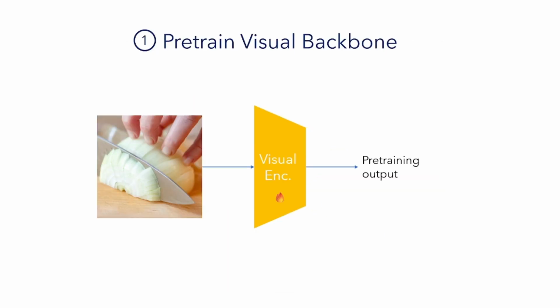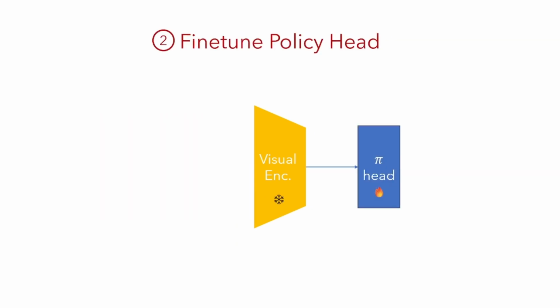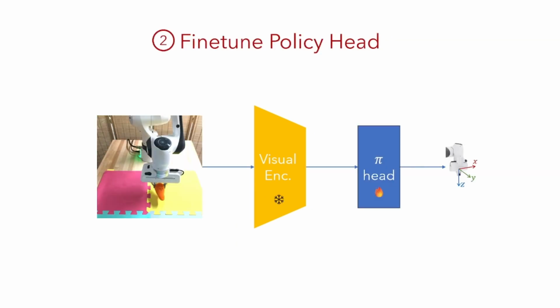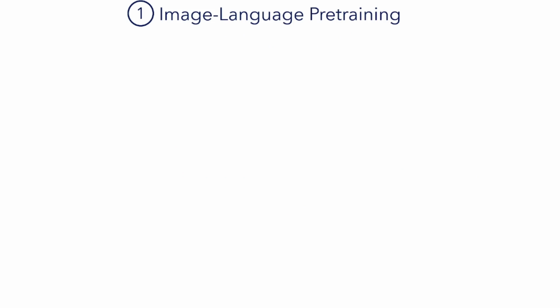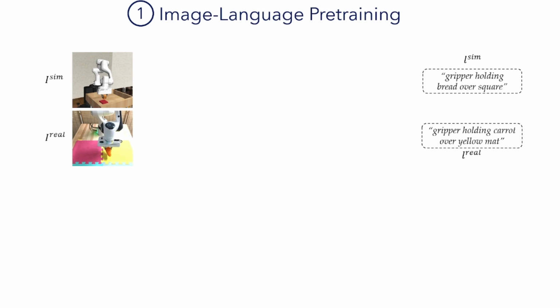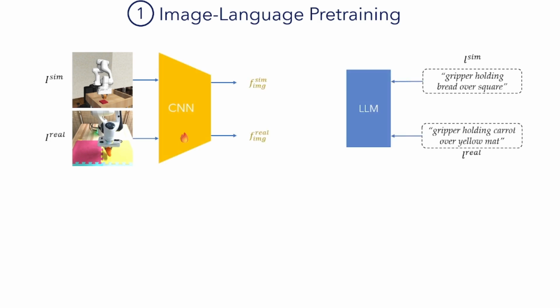We adopt the pre-train then fine-tune approach by first training a vision backbone, then adding a policy head. First, we aim to learn a domain-invariant visual representation through image language pre-training. For each image language pair from both sim and real, we encode the images with the trained CNN and encode the language description through a frozen LLM.